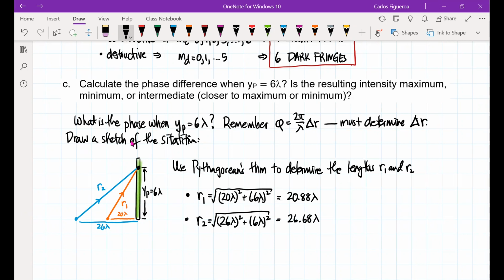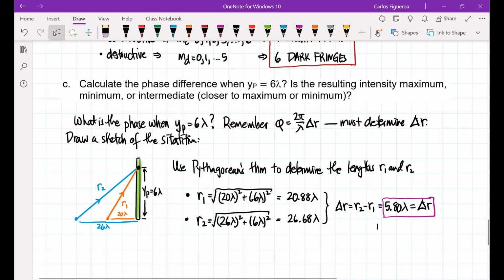So now I can get the difference between these. The difference, delta R, is the difference between these two, which gives me 5.80 lambda, and this is delta R. This is a very important value, because now, here we go.